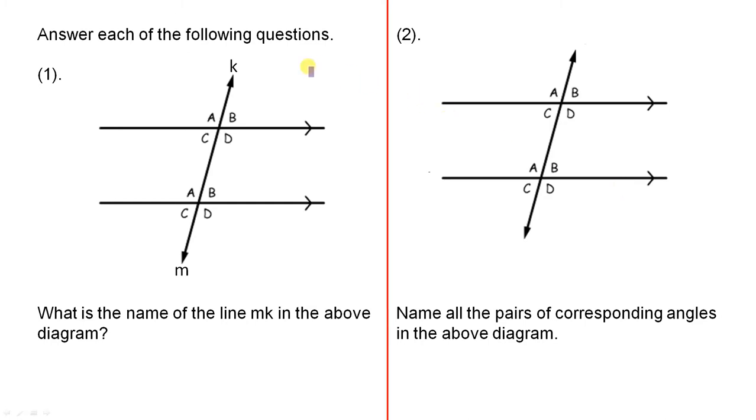So answer each of the following. Number one, here we have a diagram. There are two parallel lines, and then we have this line here. And that line is MK. So what is the name of the line MK in the above diagram? That appears in the lesson.